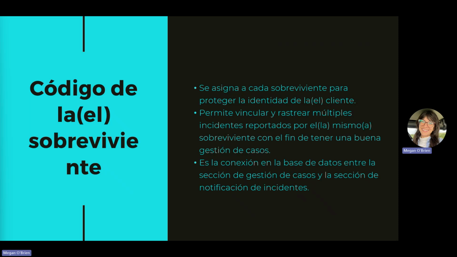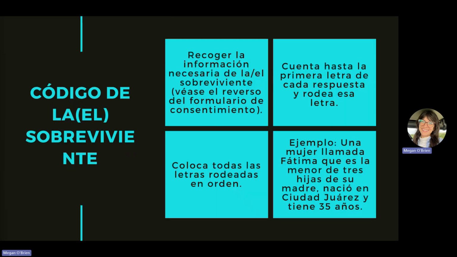Next, we have the survivor code. This is assigned to each survivor to keep their identity protected. It allows multiple incidents reported by the same survivor to be linked and tracked for case management purposes. This is the only connection in the database, in the incident recorder, between the case management section and the incident reporting section. To come up with the survivor code, again, you'll decide on a formula with your country programs team.